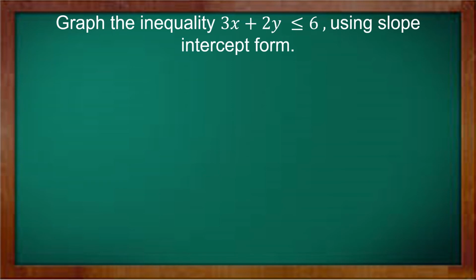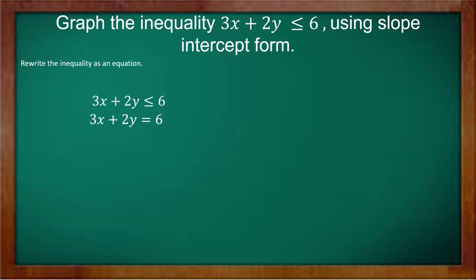Now we are here in our last example using the last method. We have a given problem, which is to graph the inequality 3x plus 2y less than or equal to 6 using slope-intercept form. For this method, the first thing to do is to find its slope and y-intercept. To find it, we rewrite the inequality into an equation. From 3x plus 2y less than or equal to 6, it will become 3x plus 2y equals 6.